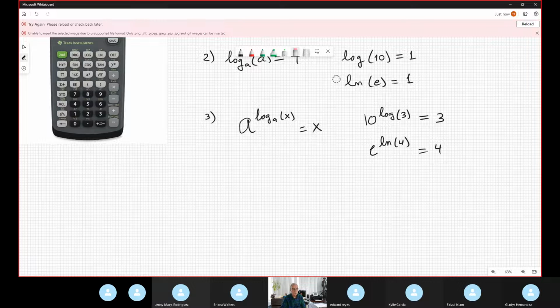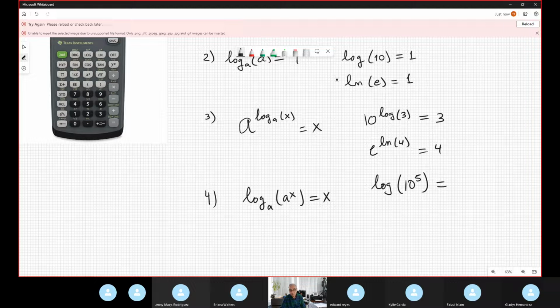Okay, and number 4. Number 4 is similar, but you put the logarithm first. It doesn't matter the order. The logarithm of an exponential is equal to x. So in other words, log of 10 to the 5th power is 5, or ln of e to the 10th power is 10. Let's practice using the calculator.